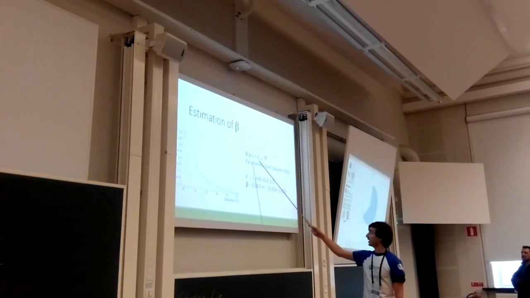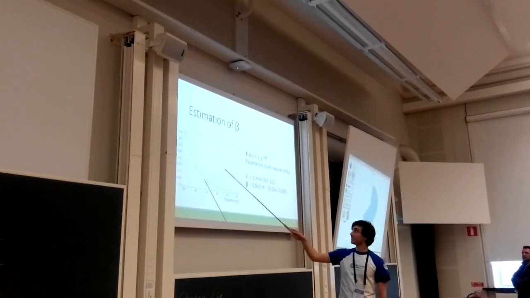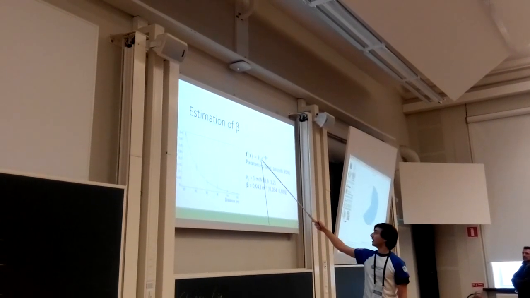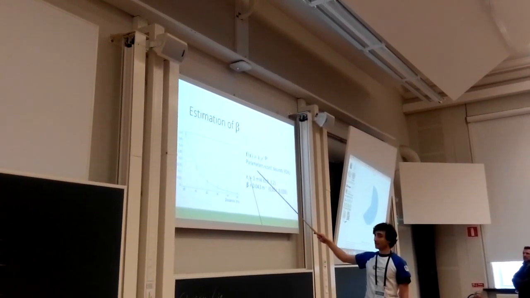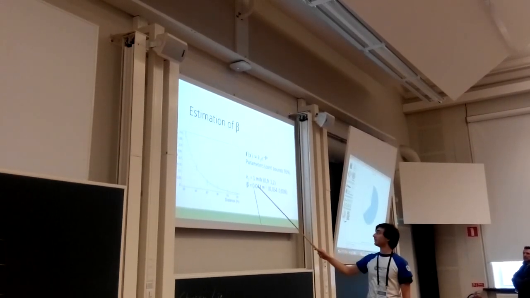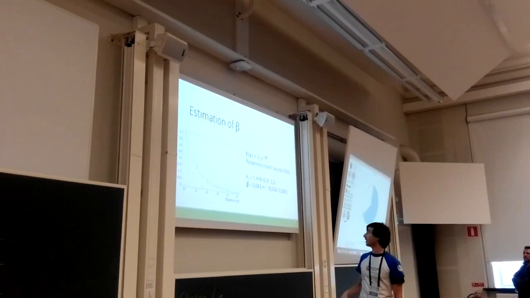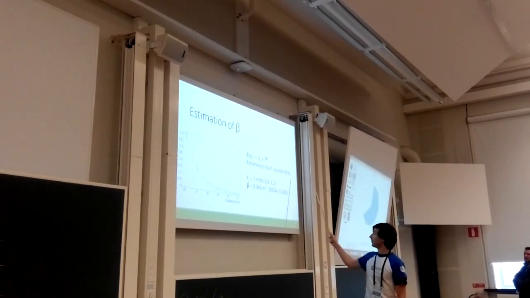We fixed... these are the data. We use an interpolation function, and we find a value of beta of 0.043 meters to the minus 1. And here we have the 95% error.